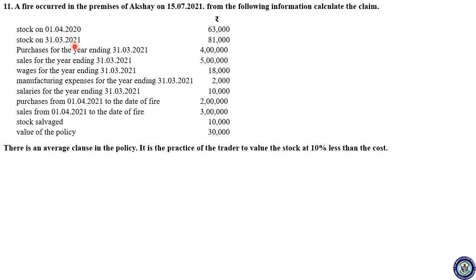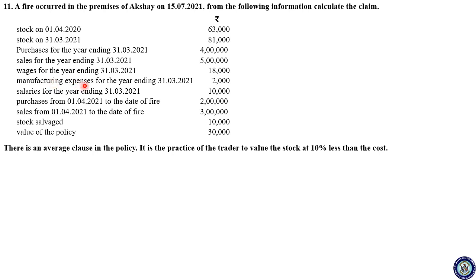Then you have to see, on the basis of the opening date, which is my closing date. If my opening date is 1st January, then the closing date will be 31st December. If my opening date is 1st April, then my closing date will be 31st March. Okay, be careful. So purchases, that is of the previous year. Sales, again that is of the previous year. Wages 31/3 means previous year.